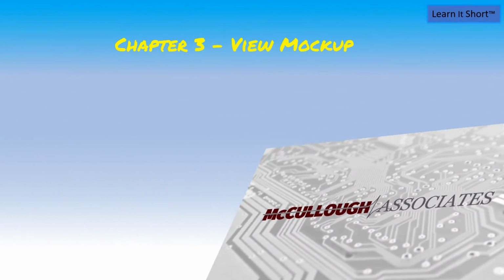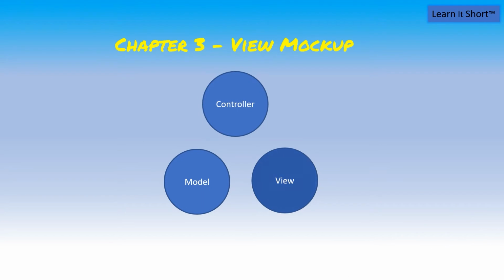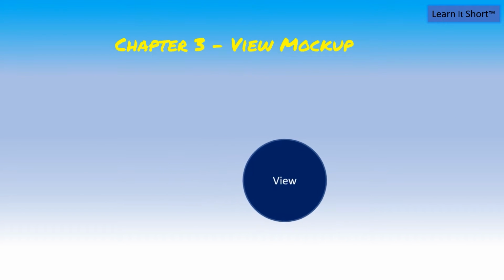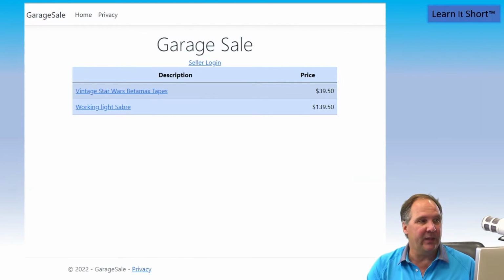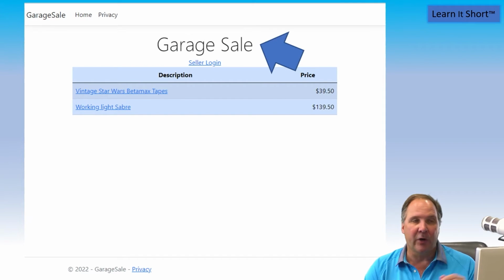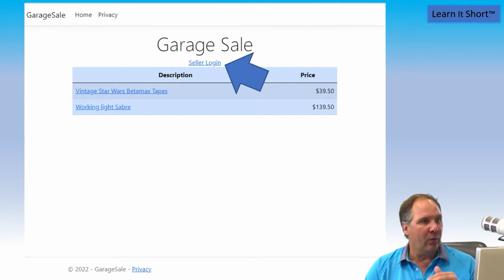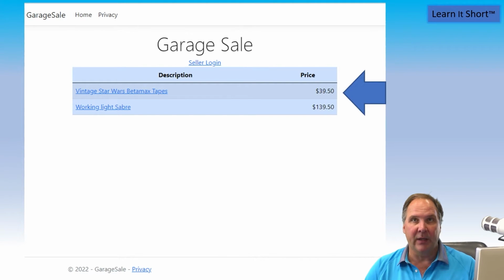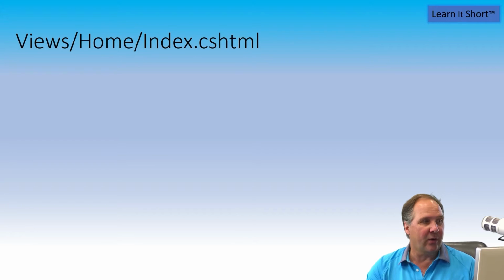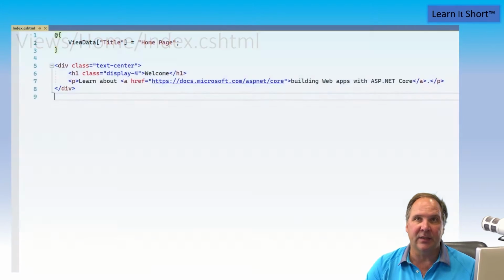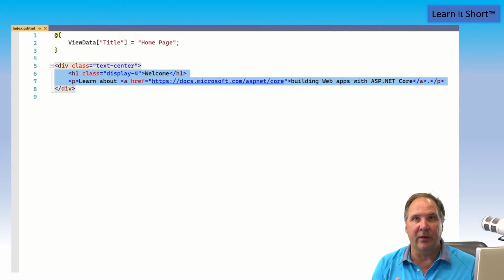Okay, let's create a mock-up of the various web pages that make up this application. So right now, our application has this, the built-in web page, and we're going to convert it over to this, plus all of the other pages that we have. So on the first one, we're going to add the Garage Sale heading. We're going to add the seller hyperlink, and we're going to put this table of items for sale. So let's get started with that, starting with Index.cshtml. It's a file that already exists.